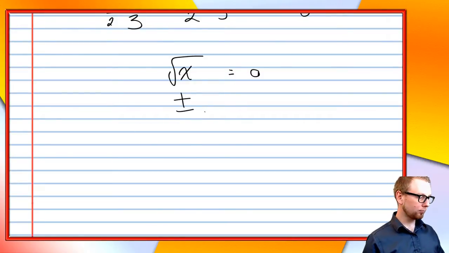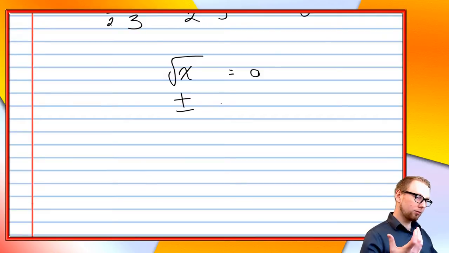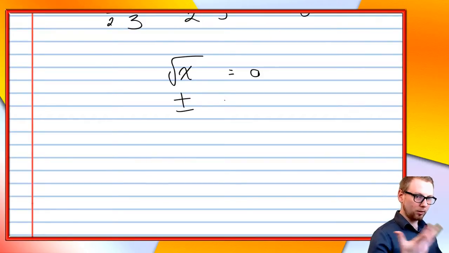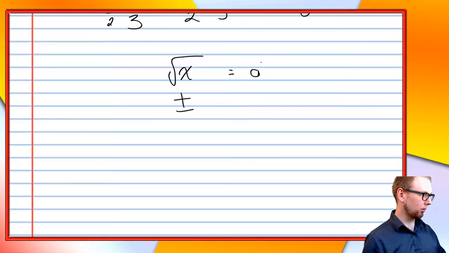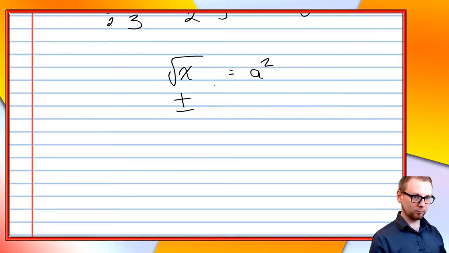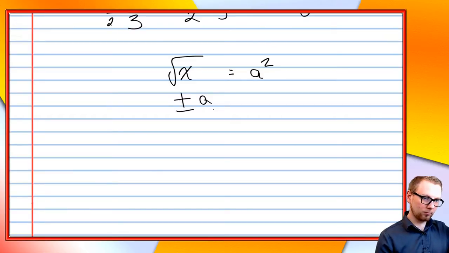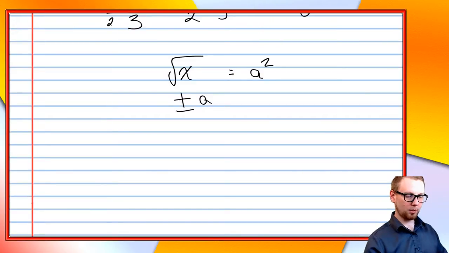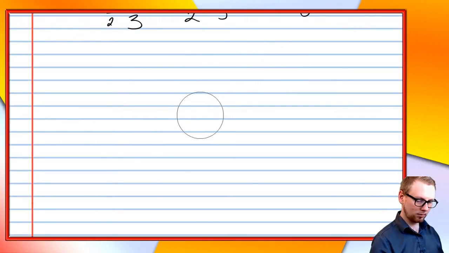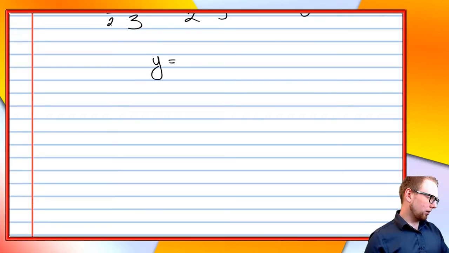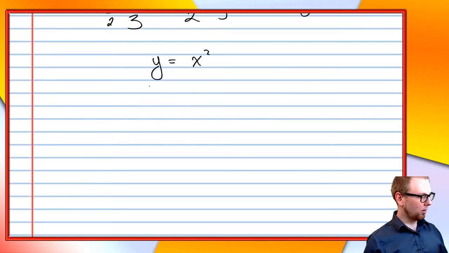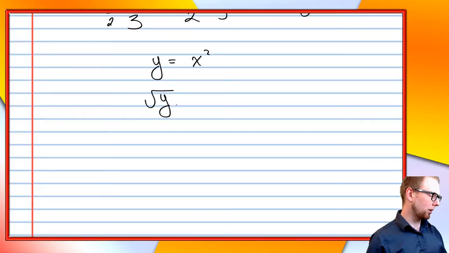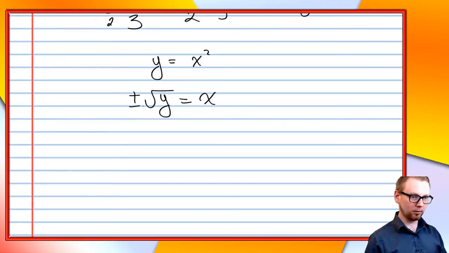Okay. Because you have 2 possibilities that when you square it, it becomes that number. That's not how I want to say it. Y equals x squared. Yes. Okay. Then if we square root it, we'll have the square root of y equals x, right? But we need plus or minus.